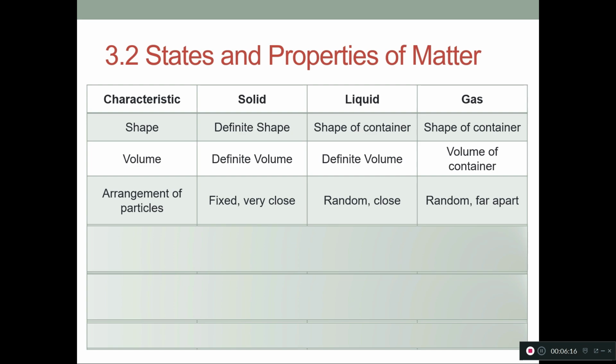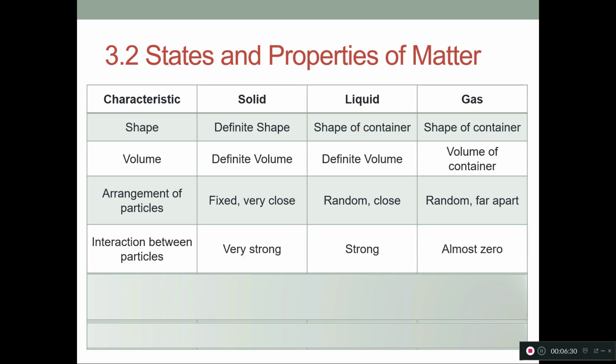So the solid has fixed and very close particles, whereas in the liquid, they're close, but they're also random. So they're moving past each other, where with solids, they're usually stationary and in place. Then gases, they're random and far apart from each other. And then the interaction between them: like I said, for solids, it's very strong. They're usually strong enough that they are held in a stationary place, where for liquids, they're strong enough that they don't separate from each other, but they are able to slide past each other. And so that's why they can move and change shape to fit the container that they're in, where a gas has almost no interaction between particles.